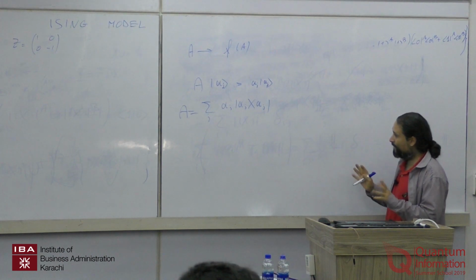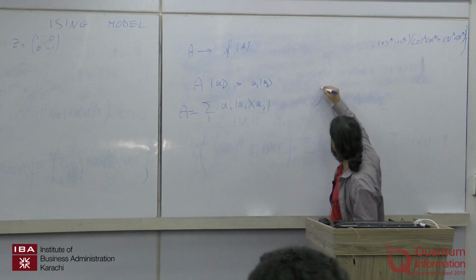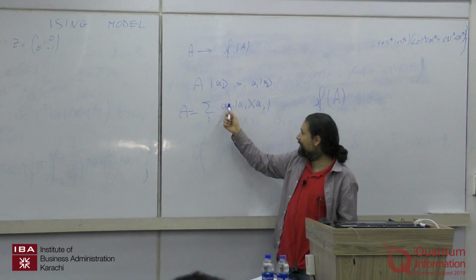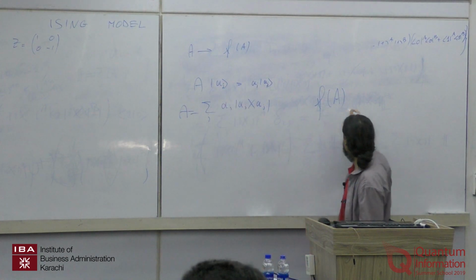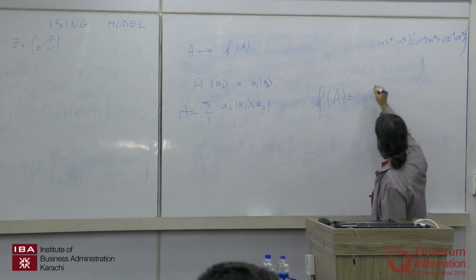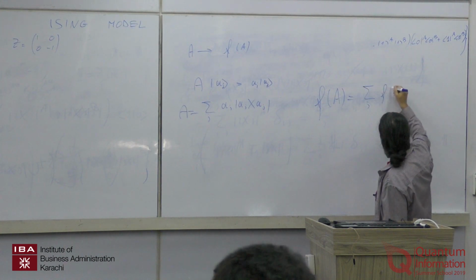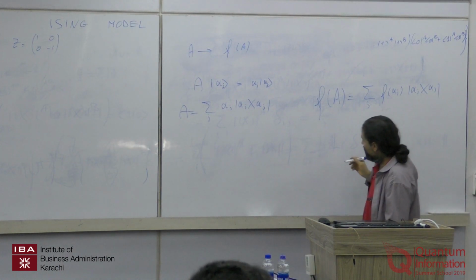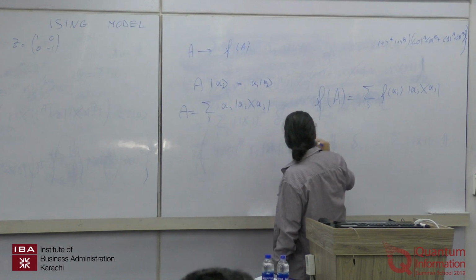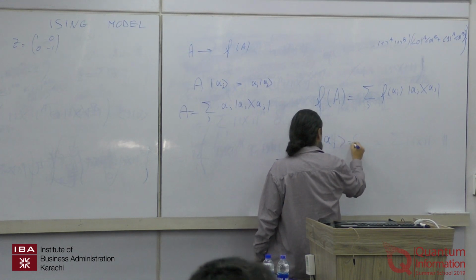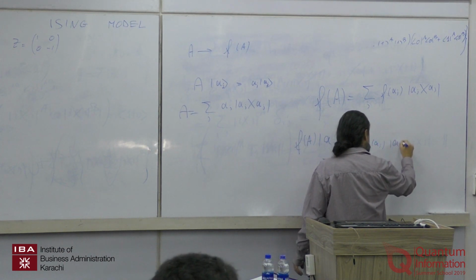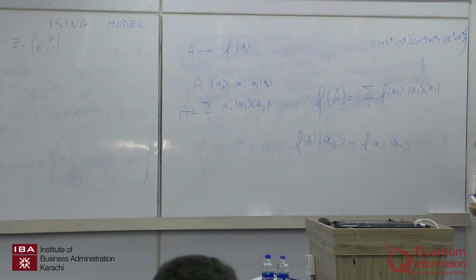Okay, now magic. I think many of you already know it, but the function of A is a function that is diagonal in the same basis and has as eigenvalues the function of the eigenvalues. So it's the sum over j of f(a_j) |a_j⟩⟨a_j|. In particular, if you take f(A) and apply it to an eigenvector, you will get f of the eigenvalue times the eigenvector. That's how you calculate functions of operators every time you need to.